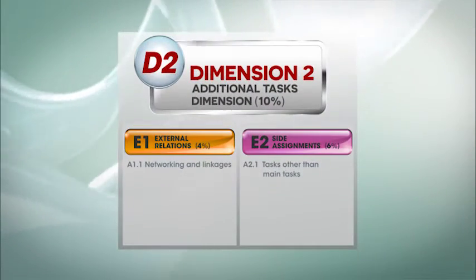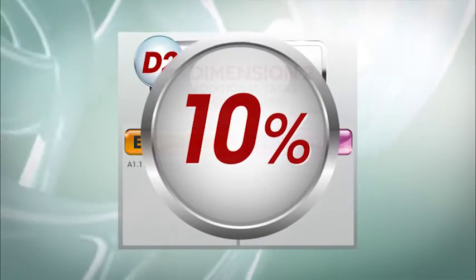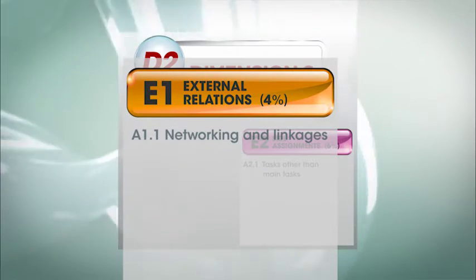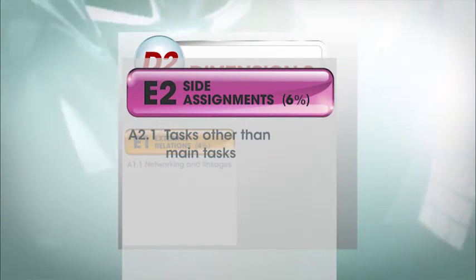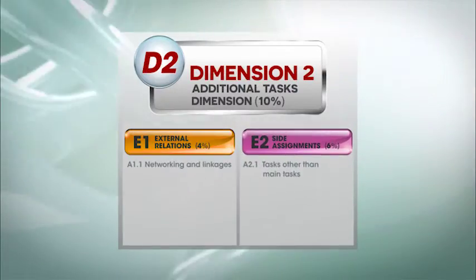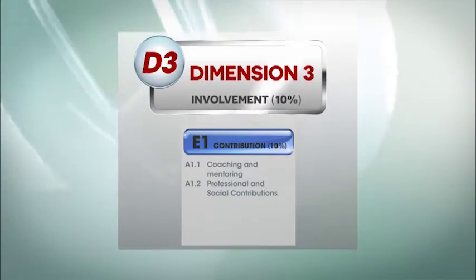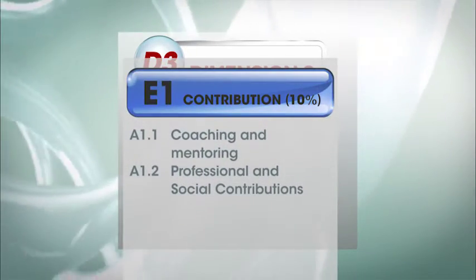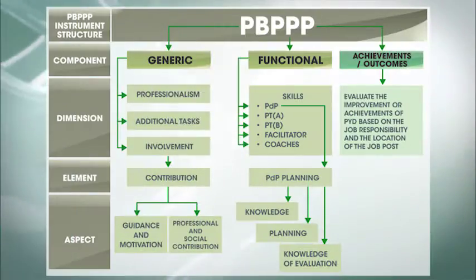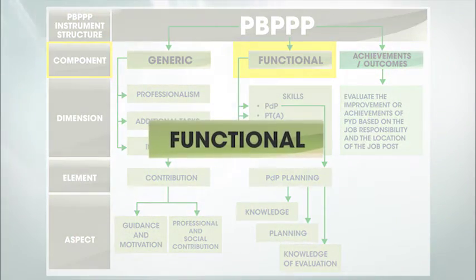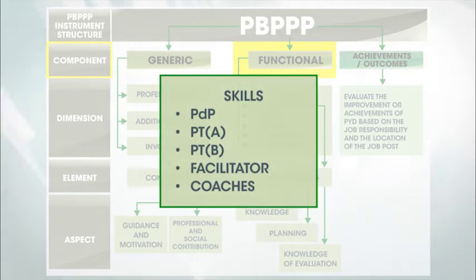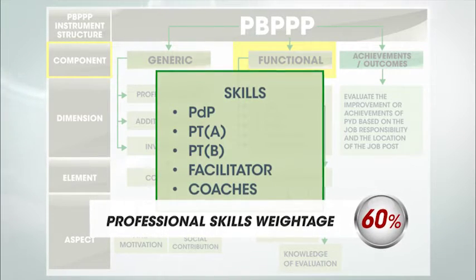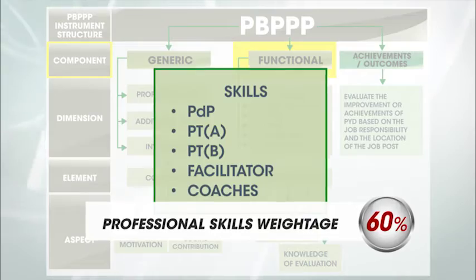The additional task dimension with a weightage of 10% includes external relations 4% and side assignments 6%. And finally, the involvement dimension, which includes contribution with a weightage of 10% of the total score. The next component is the functional component. There is only one dimension within the functional component, which is the professional skills dimension with a weightage of 60% of the total score.